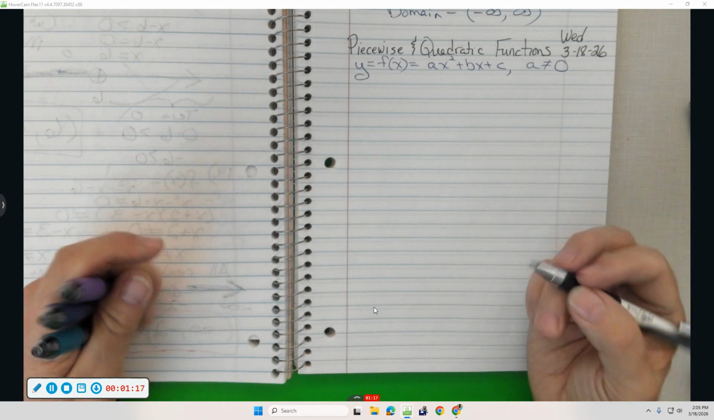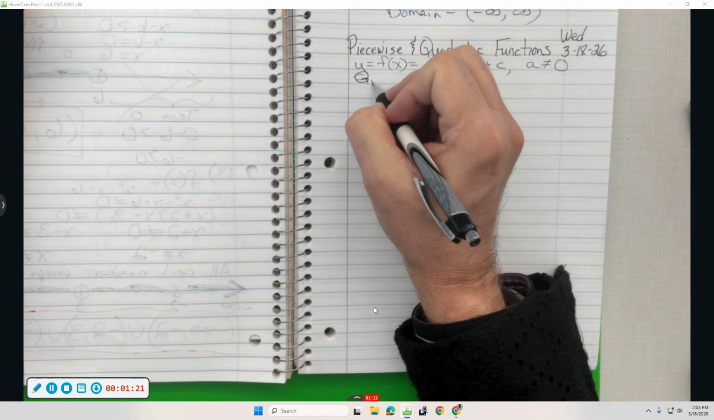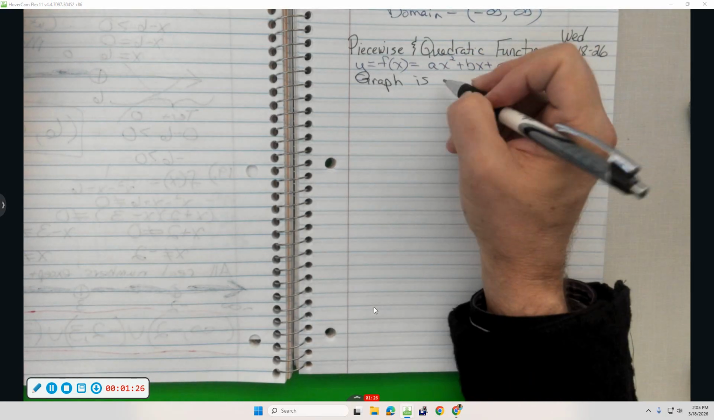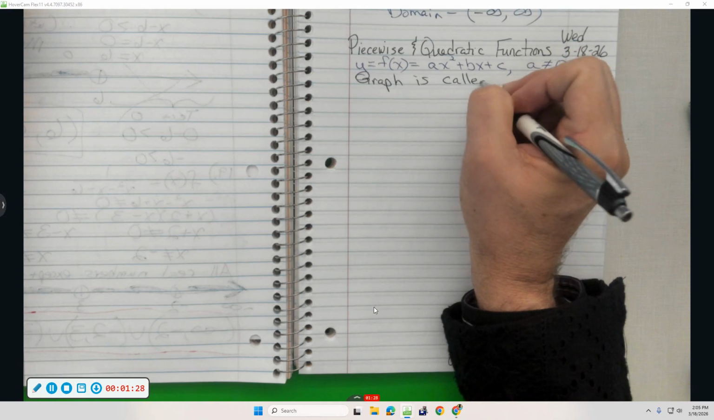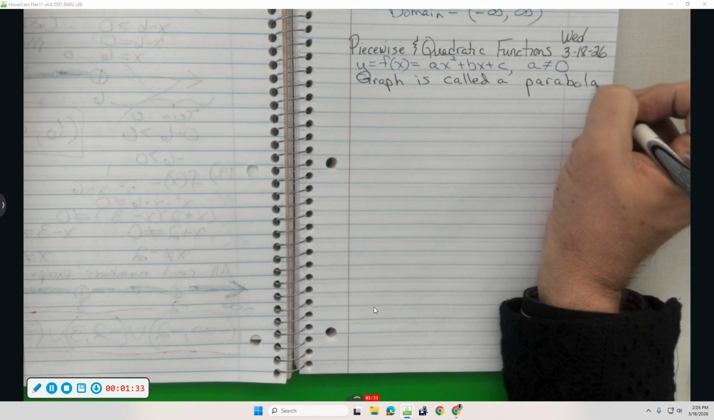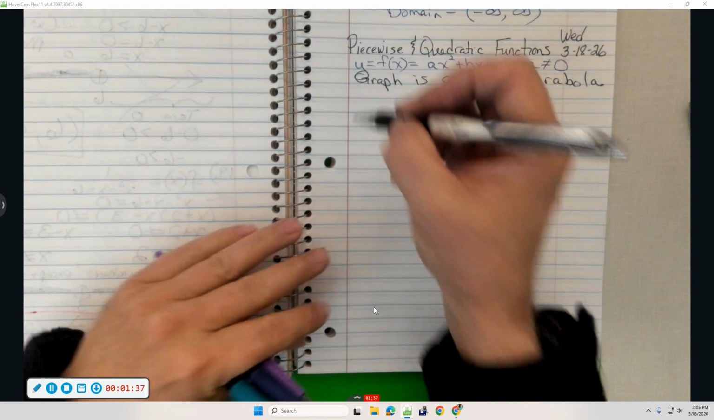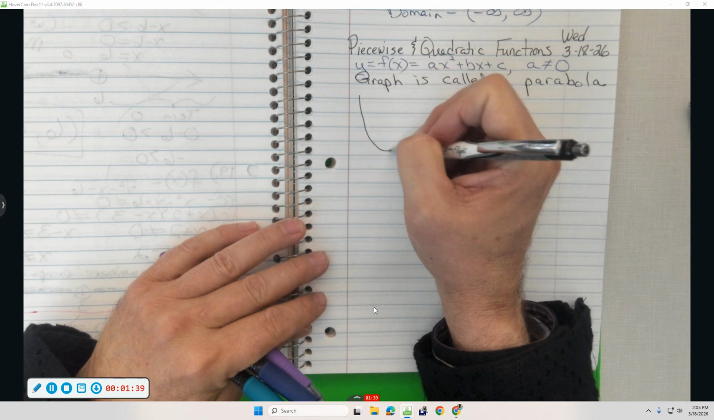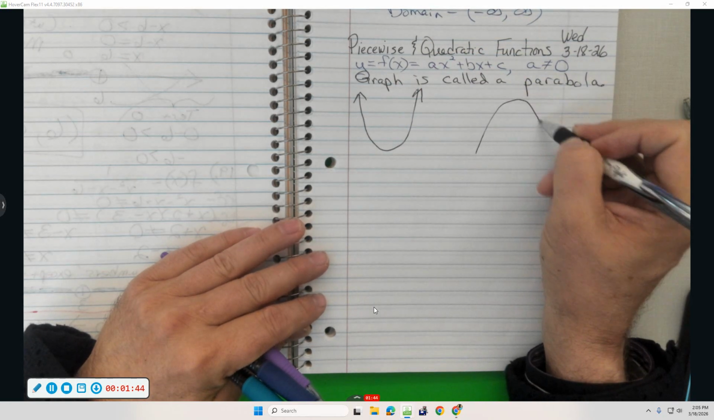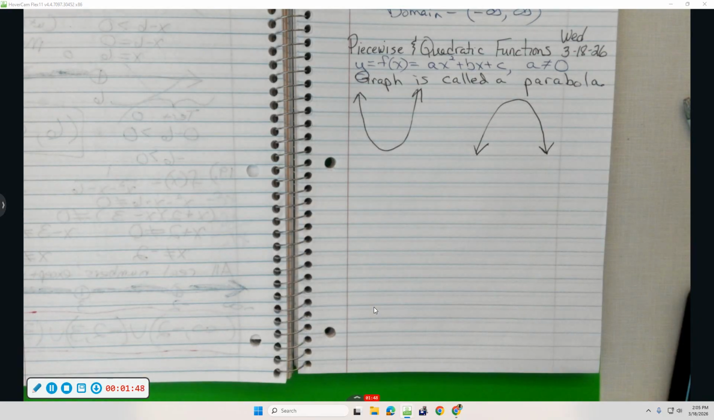We saw when we were graphing these things the first time that the graph is a smooth U-shaped figure called a parabola. Now, we're only going to graph these U-shapes that open upward or downward, because we're only graphing parabolas that are functions.